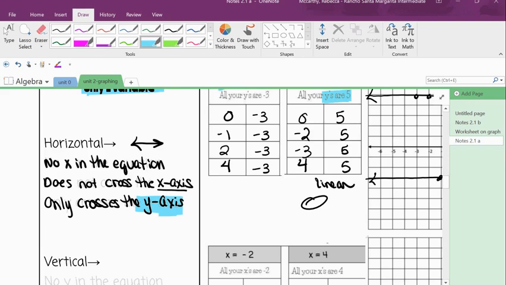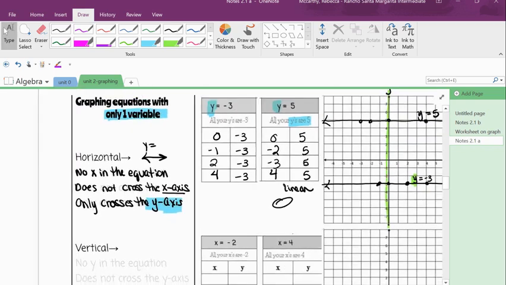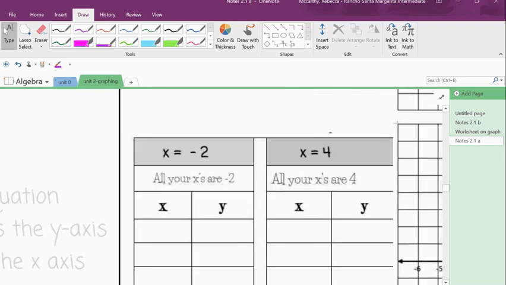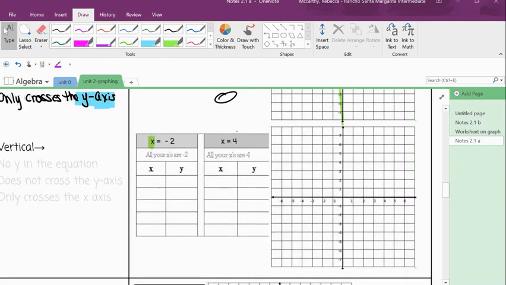Okay, that's my y equals. Those are my y equals some number. Okay, then, so what if I have nothing but an x? So I have x is equal to, so I want you to highlight the x. Notice there's no other variable. So I'm going to highlight my x-axis.